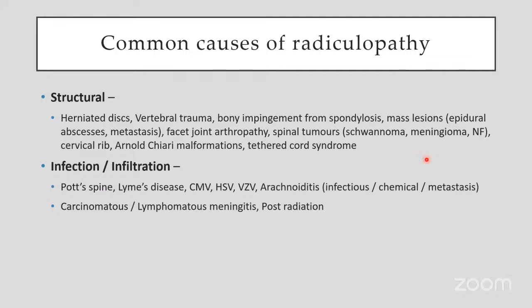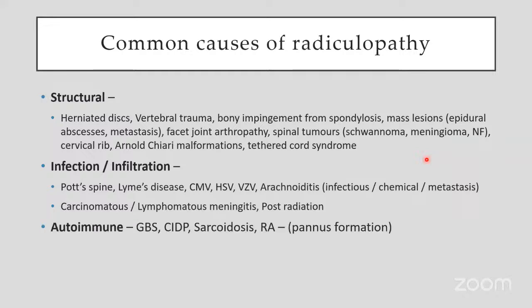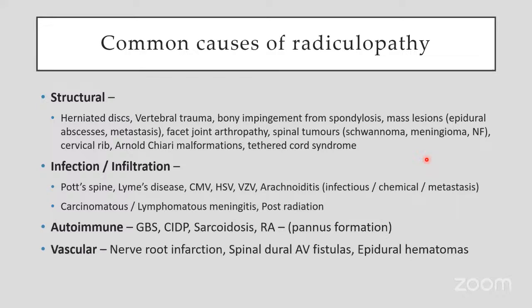Post-radiation, especially in the lumbar plexus and brachial plexus, such as post-radiation for pelvic tumors and for breast cancer, there is plexopathy and radiculopathy. Autoimmune causes, GBS and CIDP, cause polyradiculoneuropathy. Sarcoidosis may also cause radiculopathy, and RA causes radiculopathy due to pannus formation around the vertebral bodies and the exiting nerve roots. Nerve root infarction, spinal dural AV fistulas, and epidural hematomas may also cause radiculopathy.